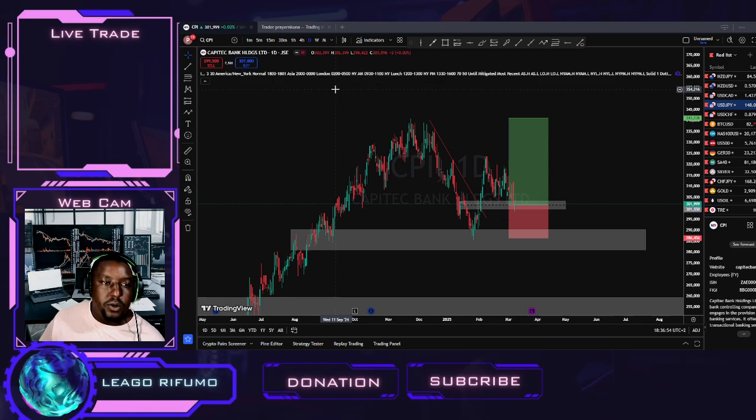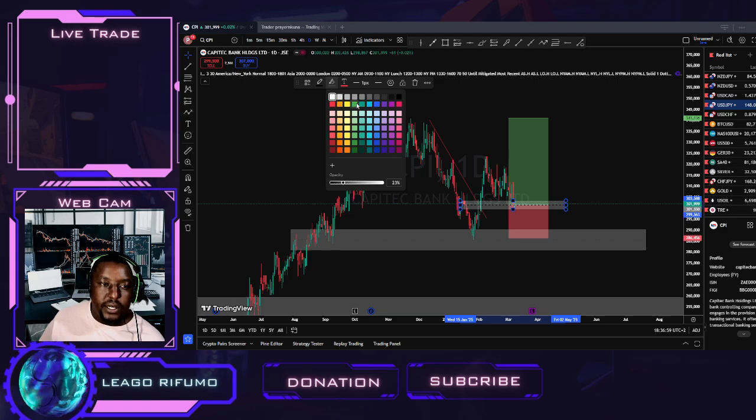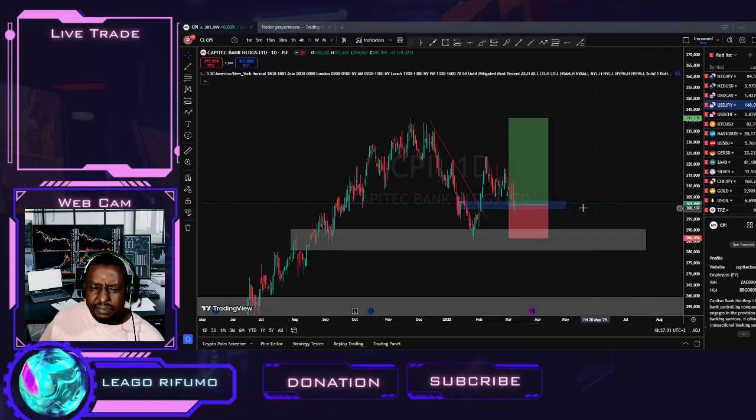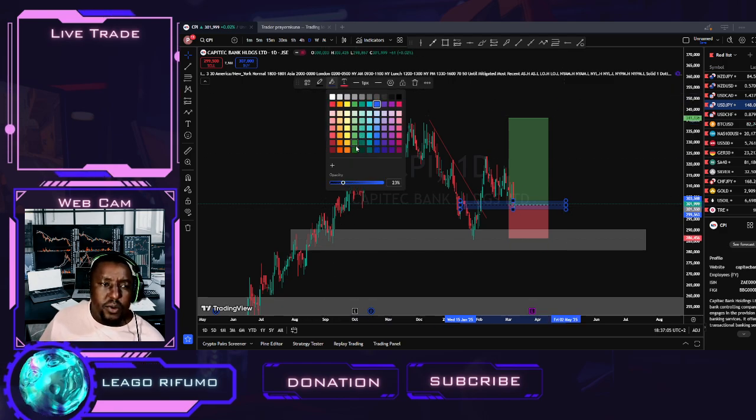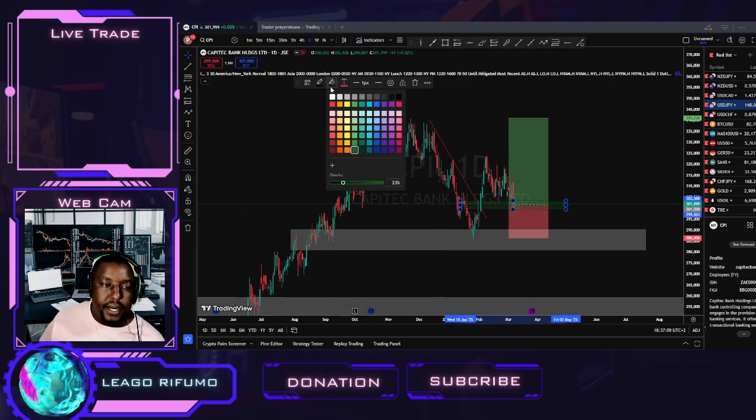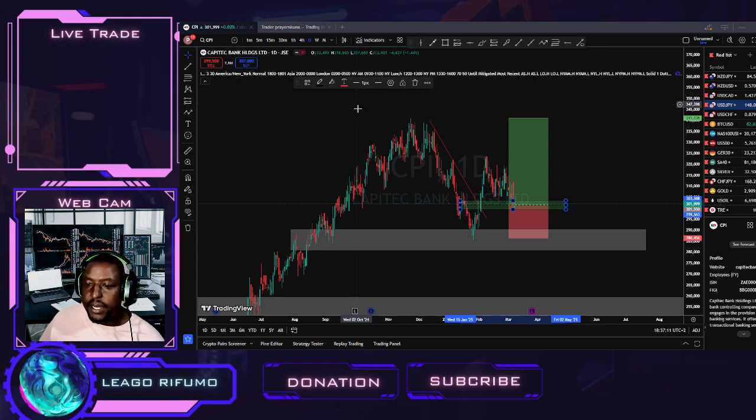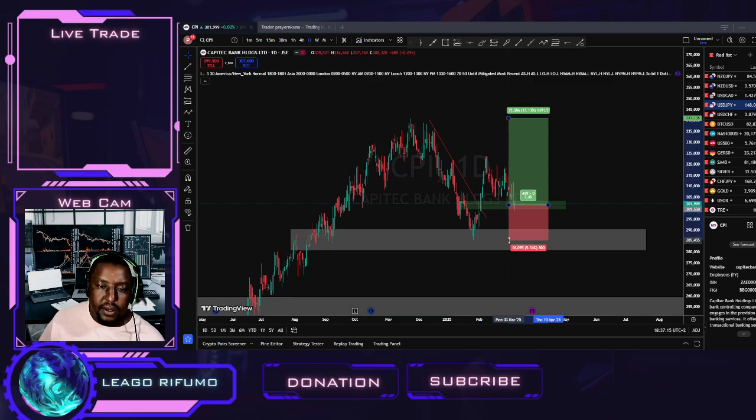So I'm looking to go long on Capitec, though it's, what do you call this? My English is bad. Though it's overpriced, it's really overpriced. The PE ratio is extremely high. I haven't confirmed the PE ratio, I just thought of it now.